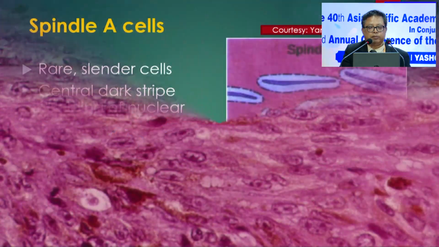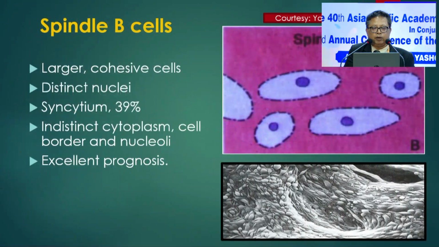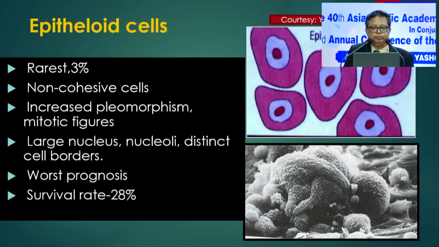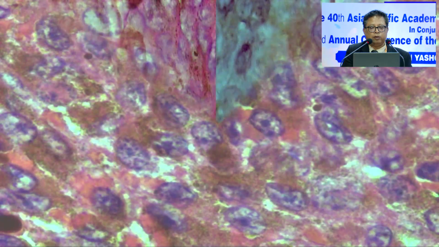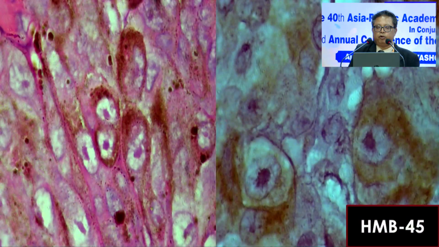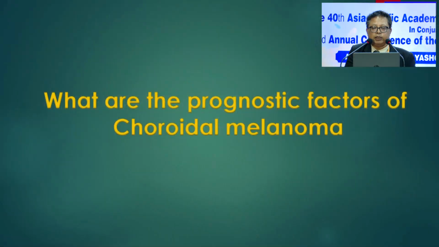These are the mixed melanoma. This I have already explained, and this is an epithelioid melanoma, and sometimes HMB45 can be done, or Melan-A or MITF can be done in those. What are the prognostic factors?